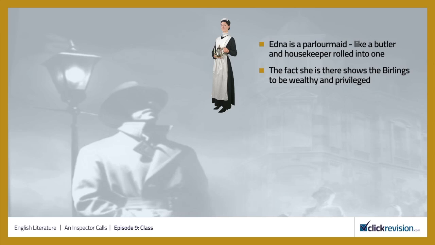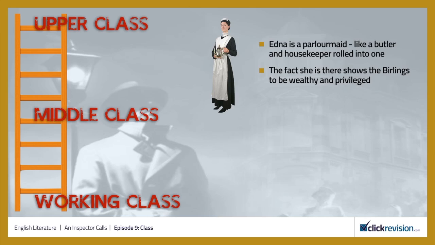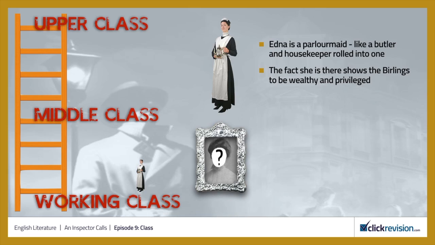Of course, if we look at that ladder, with upper class at the top and working class all the way down at the bottom, we can confidently place Edna somewhere down near the bottom. She is, after all, literally clearing up the Burling's dirty dishes as the play opens. The only other character in the play who lives down near the bottom of the class ladder is, of course, Eva Smith, and we don't ever actually get to meet her.